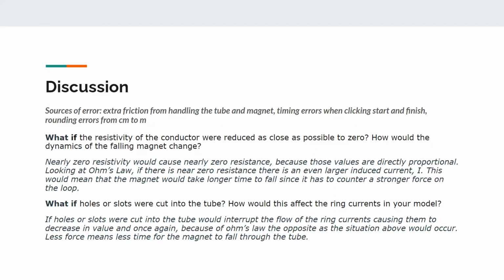What if holes or slots were cut into the tube? How would this affect the ring currents in your model? Now, if holes or slots were cut into the tube, this would interrupt the flow of the ring currents, causing them to decrease in value. And once again, because of Ohm's law, the opposite of the situation above would occur. The magnet would fall faster through the tube, as less force means less time for the magnet to fall through the tube.